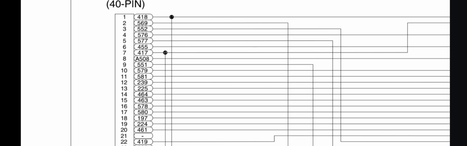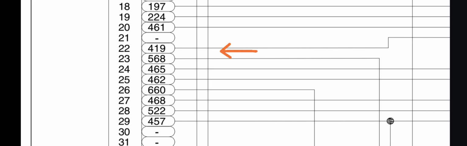As you can see, the ECM pin numbers run from 1 to 40, and the wire numbers are different. The wire numbers are 418, 569, 552, 576, 577, 545, 55, 440, 47, A508, 551, 579. The numbers are something like that, and some pins are empty, like 21, 30, 31, 32 and also 34. So let me explain each step by step.